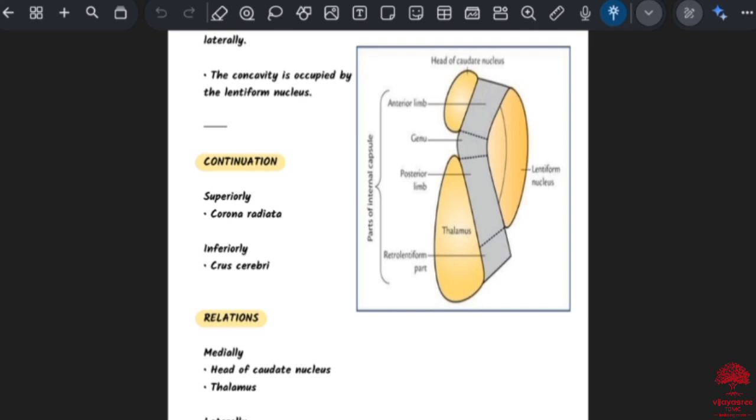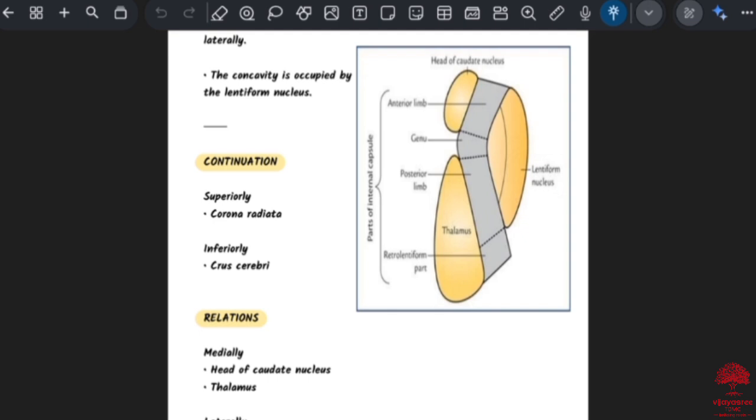Before that we can learn about the relations of the internal capsule. This is the medial side and this is the lateral side. On the medial side, superomedially it has the head of the caudate nucleus and inferomedially it has the thalamus. Laterally it has the lentiform nucleus.